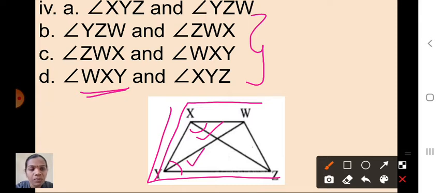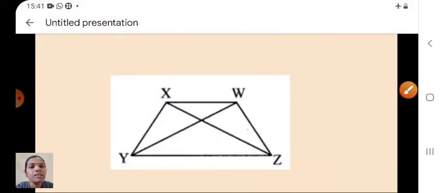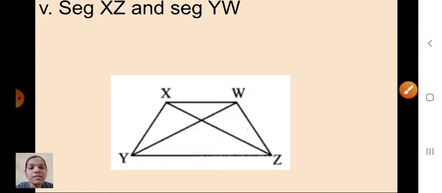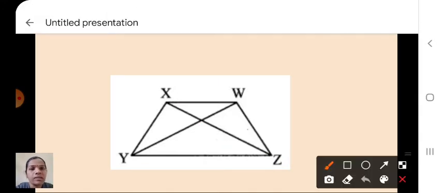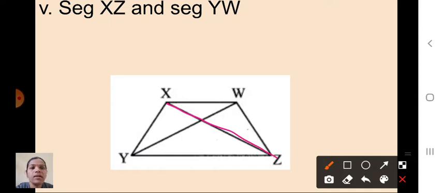Shall I go to the next one now? Next we have to write the diagonals of this quadrilateral. See here, this is segment XZ. The line segment joins opposite vertices. Here, segment XZ and segment WY. These two are the diagonals of this quadrilateral.